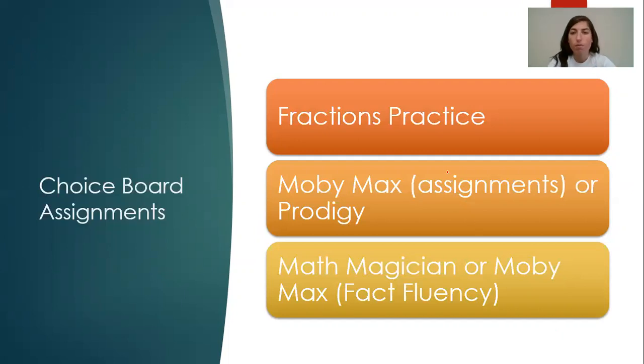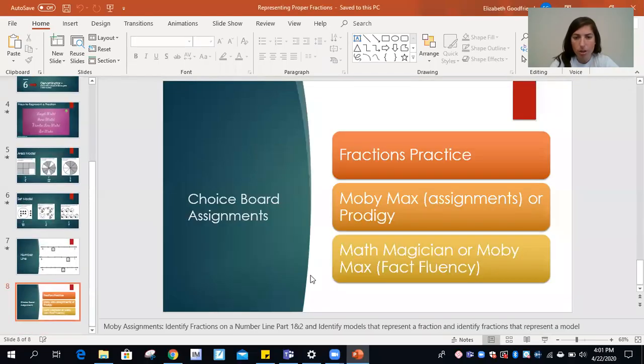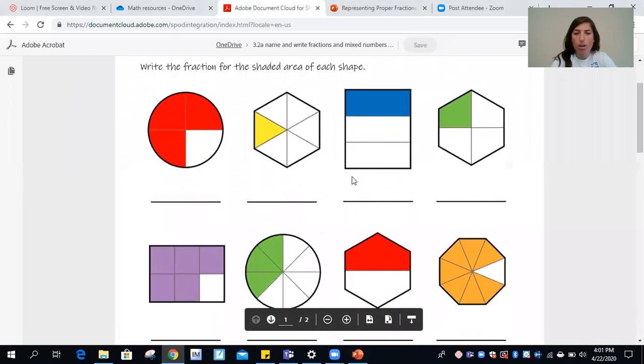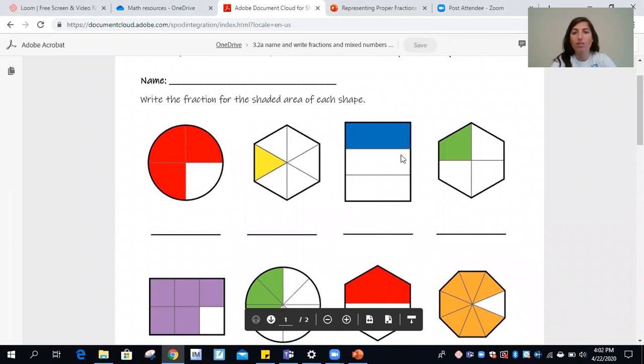So your fraction practice for this week is this page. So the top part, if you look at the directions right now, say write the fraction for the shaded area of each shape. So again, it's very similar to what I just did during the lesson. You're going to count the total number of pieces. That's going to be your denominator. And then you're going to see how much is shaded, and that will be your numerator. So for this first one, you have 1, 2, 3, 4 equal pieces. That's your denominator. 3 are shaded. So the fraction for this first one is 3/4.